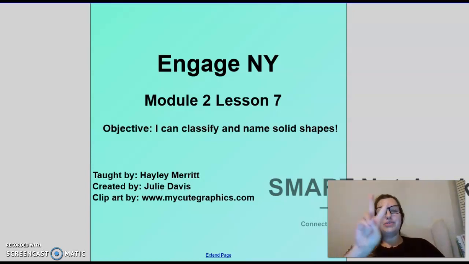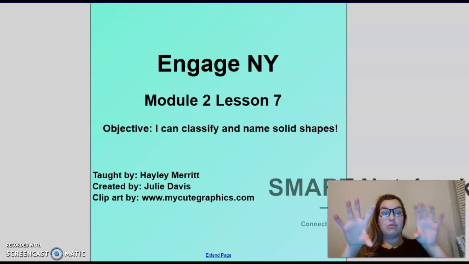Module 2, Lesson 7. Our objective is I can classify and name solid shapes. We're going to look at those 3D solid shapes and figure out what features make up that shape, and put them into different categories, okay? We're going to be able to match a 3D object that we see a picture of with a real life object that's 3D, which is super cool because they're all around us.